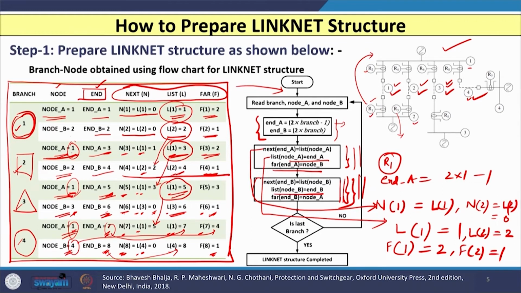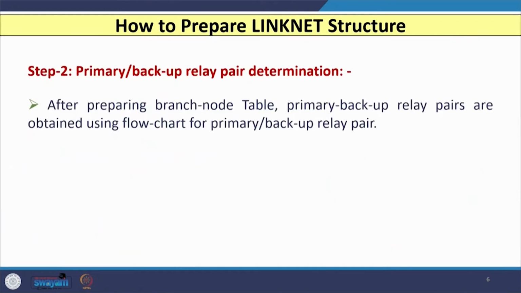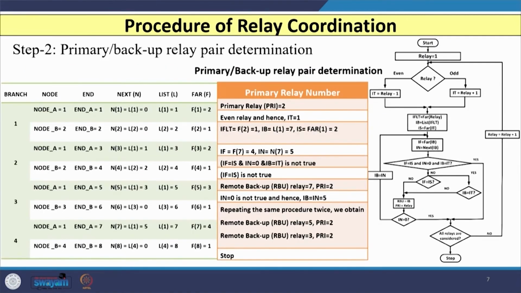So, once we have this value, we can utilize it in algorithm 2 for the determination of primary backup relay pairs. So, let us see how we can use this branch node table in determination of primary backup relay pairs. So, this is our branch node table, which we have obtained from algorithm 1.